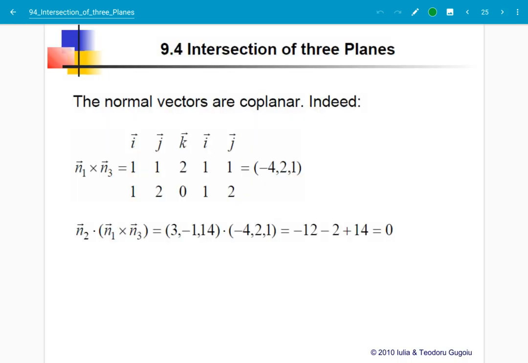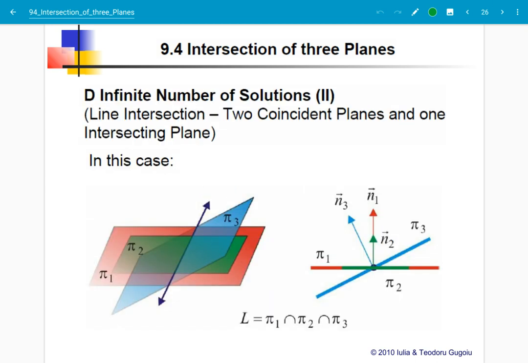All right, here's the triple scalar. And you can see that it's 0, verifying that the normals are coplanar. Third case, it's actually the cases get simpler as you roll through these.